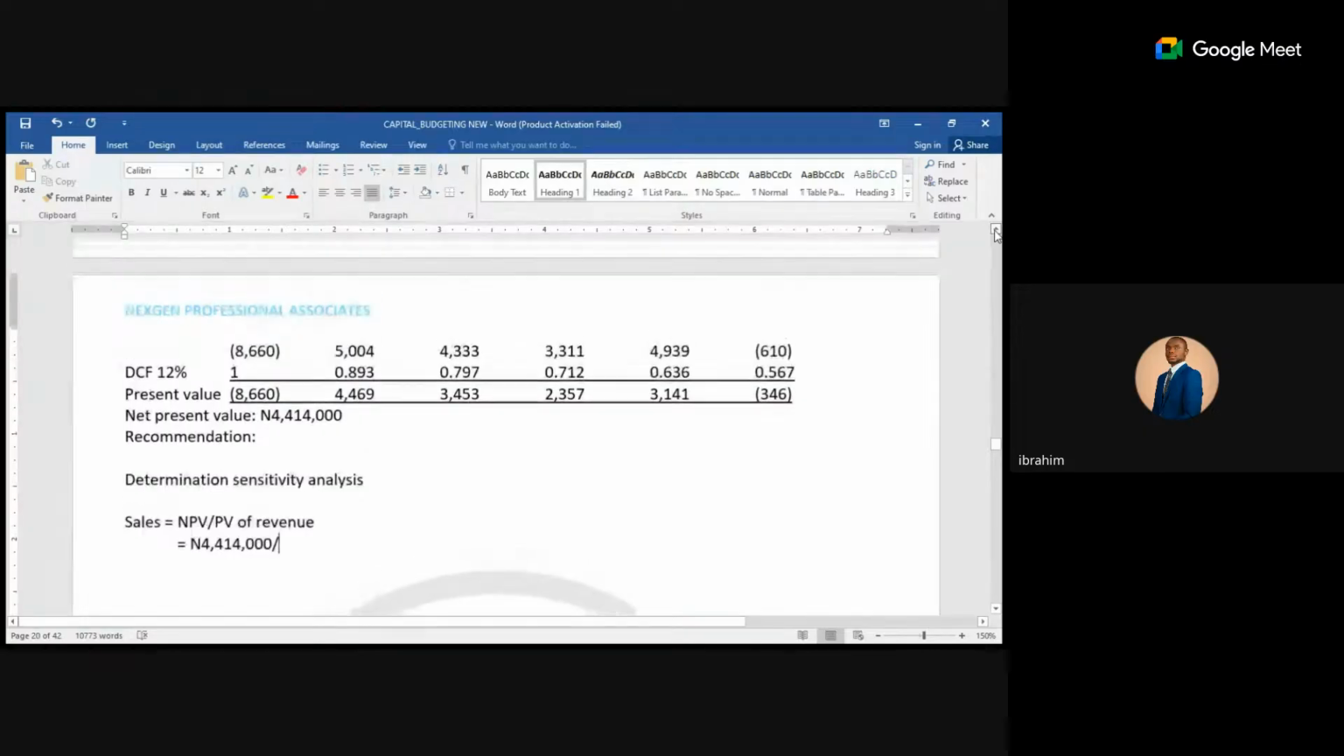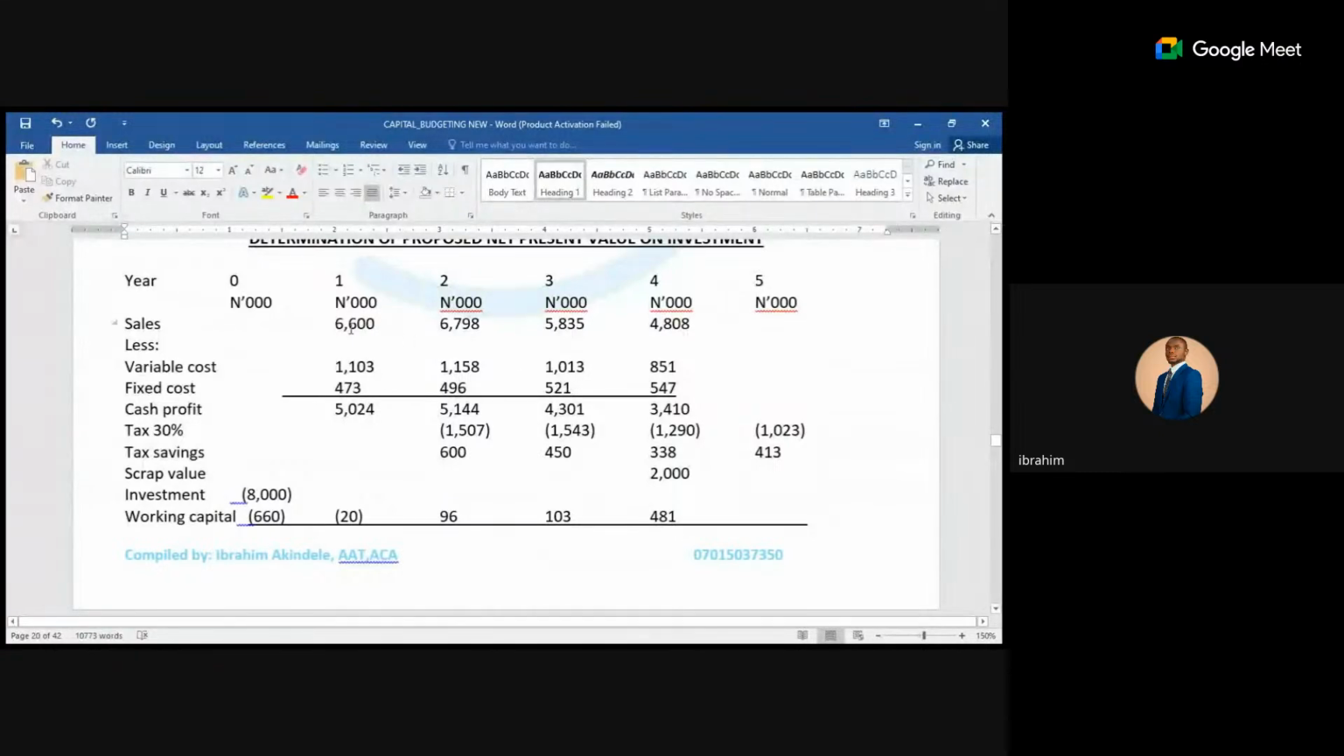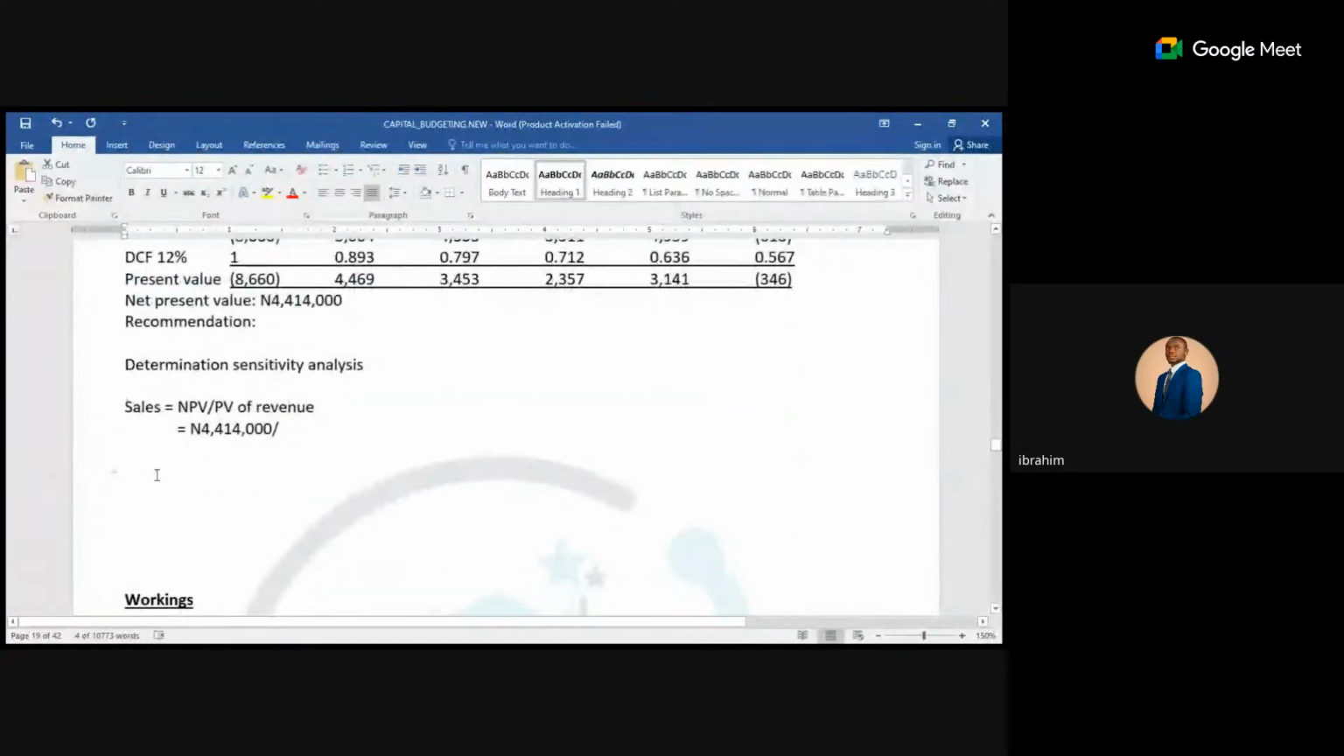So we go back and check. It's simple. These are your revenue, is that not so, class? Let me copy it from year 1 to year 4. Sales equals this. There are two ways you can get the present value. You can just put the DCF here.